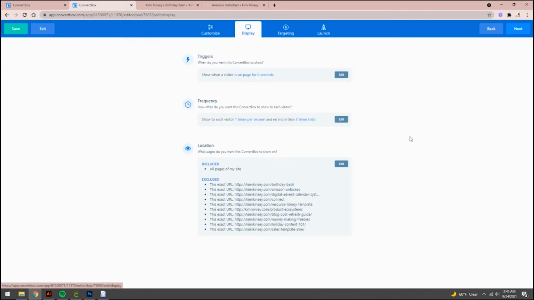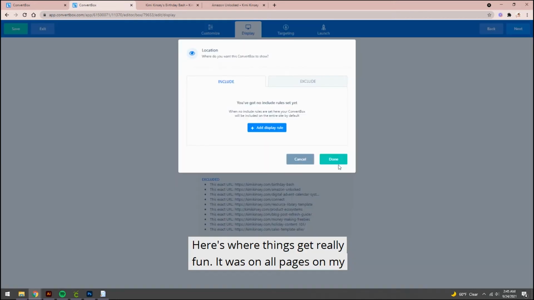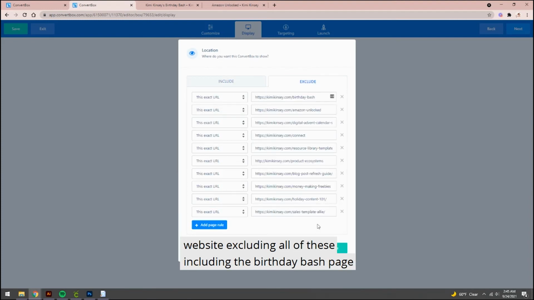Go look at it. Here's where things get really fun. It was on all pages of my website, excluding all of these, including the birthday bash page itself, all of the pages that were involved in the birthday bash, like all the products. So every day during the event, I had to come in and exclude things all the time for some of these. Well, not this one. This was last minute, but there's another one where I had to come in every day and also exclude, just like I had to include on the other one.